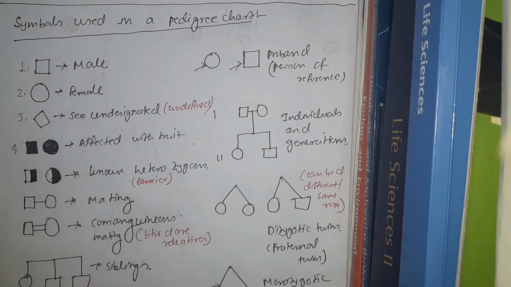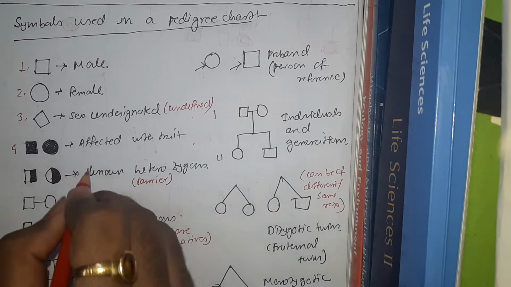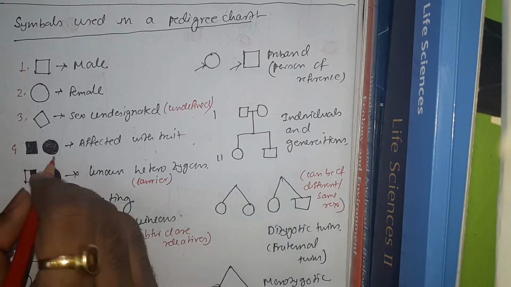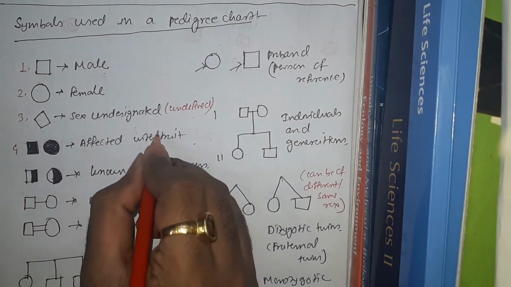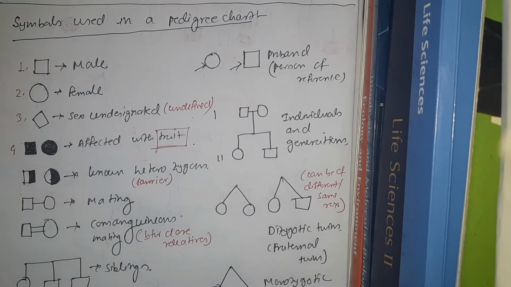In the fourth symbol we have a filled box or a filled circle, so you can say that these individuals have the particular trait we are going to talk about in that pedigree chart. Because, as I told you in our previous video, a pedigree simply tells us the inheritance pattern of a particular trait or disease. So if you have a pedigree and find a filled symbol, you can simply interpret that those individuals are affected with that particular trait.